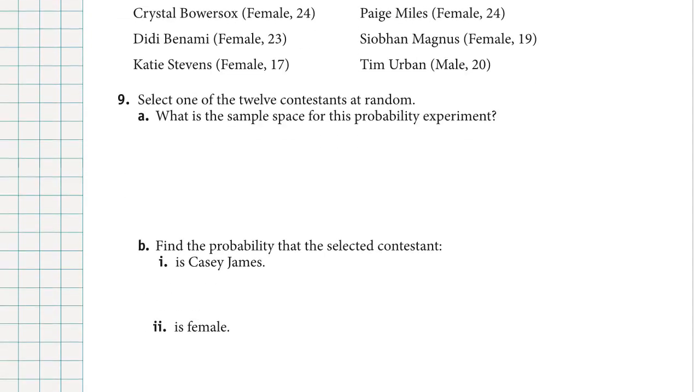Now question B, what's the probability that a selected contestant is named Casey James? Well, how many Casey James are in the list? There's only one person. How many people total are there? 12. There's a 1 in 12 chance that the person is Casey.